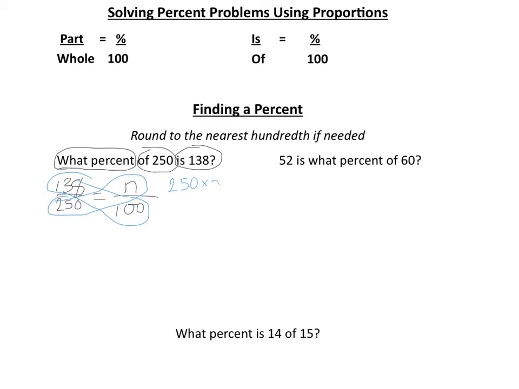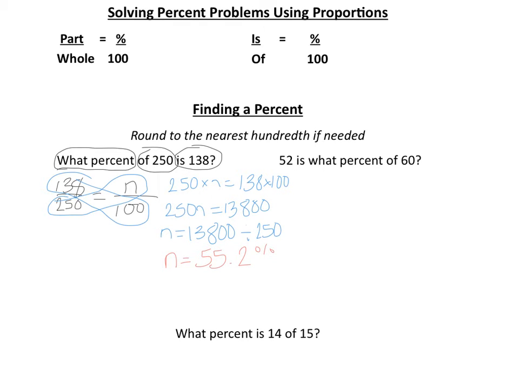250 times n equals 138 times 100, giving us 250n is equal to 138 times 100, which is 13,800. We then divide 13,800 by the 250 to get that n is going to equal 55.2. We don't want to forget our units in this case, so that's percent because we are asked what percent.